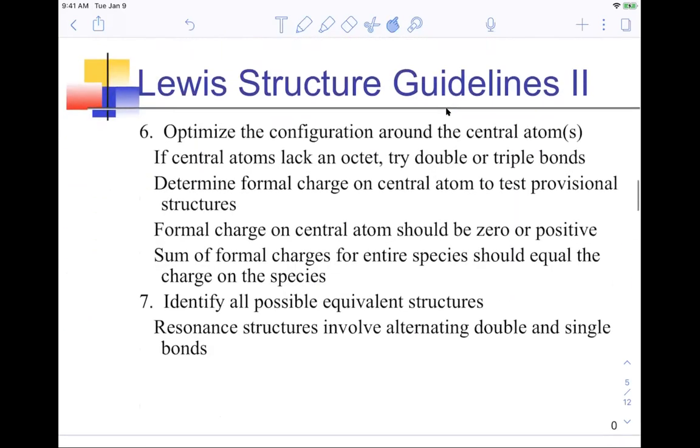Okay, then we want to optimize the configuration. We didn't do a whole lot about this optimizing last time we met, just because we were doing simple ones. We'll have more time to do that today. We'll also talk about formal charge, and we'll talk about this thing called resonance, equivalent structures, and things that you can potentially do. Let me just close my email so it doesn't keep dinging all the time.